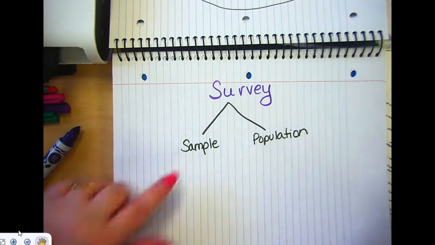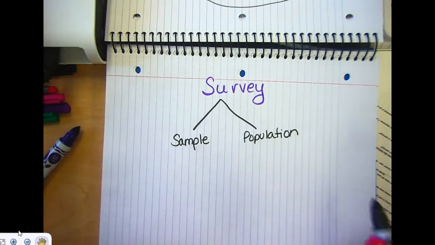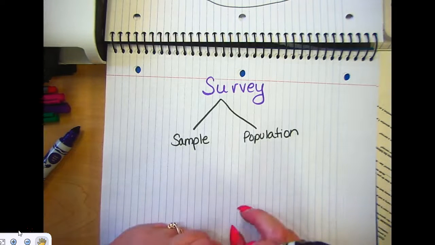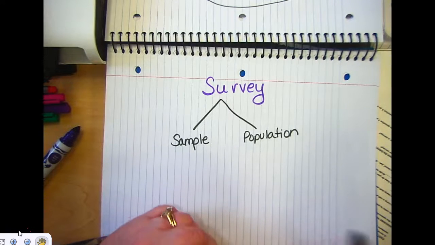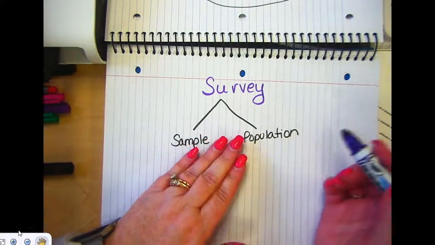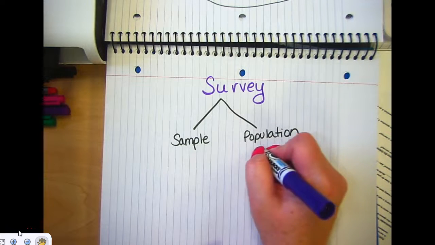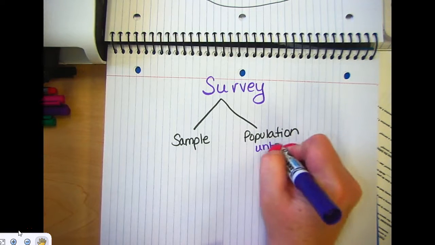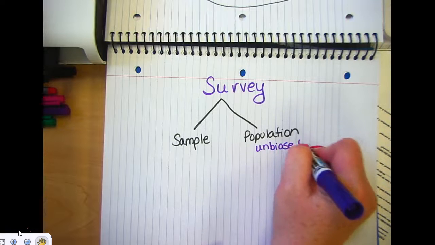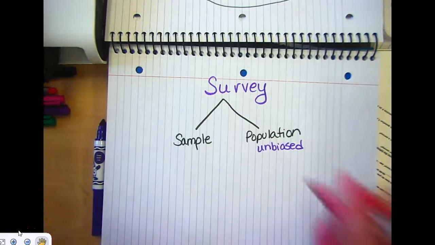So a sample group means some people in that population. The population means everybody, right? And remember, we said that we are looking for unbiased data. So anytime that you survey an entire population, we're going to call that unbiased. That's good. Your data, you can usually count on it. It's unbiased, and it would also be valid.